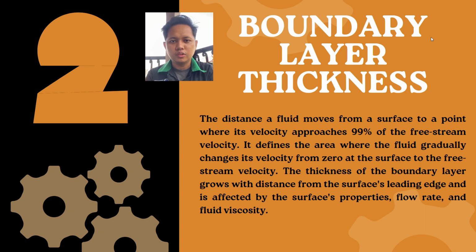We then continue to boundary layer thickness. Boundary layer thickness is the distance a fluid moves from a surface to a point where its velocity approaches 99% of the free stream velocity. It defines the area where the fluid gradually changes its velocity from zero at the surface to the free stream velocity. The thickness of the boundary layer grows with distance from the surface leading edge and is affected by the surface properties, flow rate, and fluid viscosity.